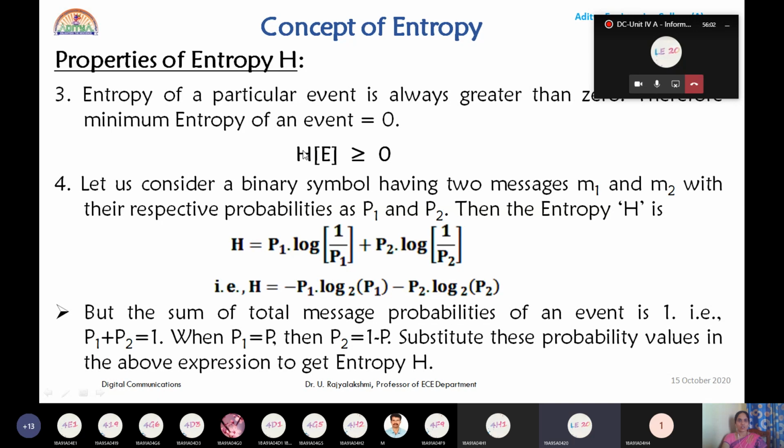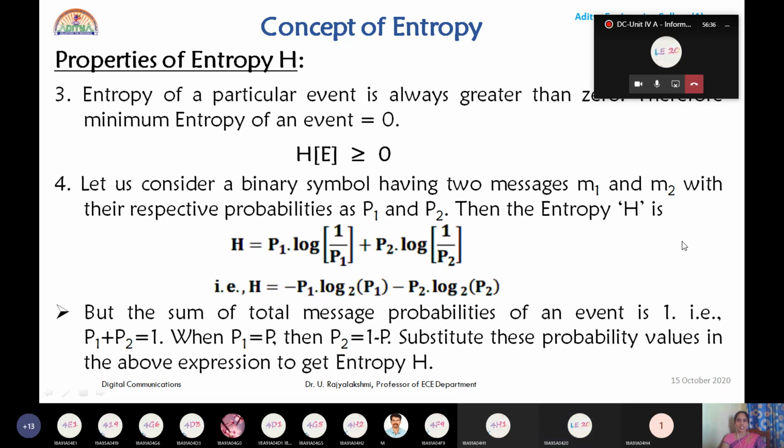Okay. Tell me the fourth property. Let us consider a binary symbol having two messages M1 and M2 with their respective probabilities P1 and P2. Then entropy H is equal to minus P1 log P1 to the base 2 minus P2 log P2 to the base 2. If you replace P1 as P, P2 will be 1 minus P because the sum of probabilities is equal to 1.